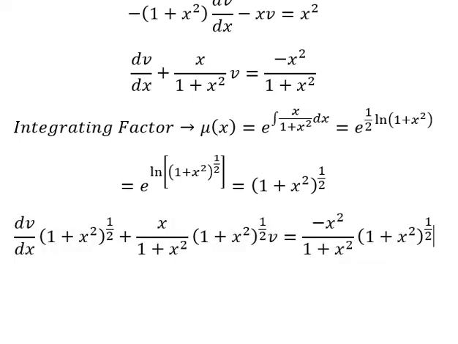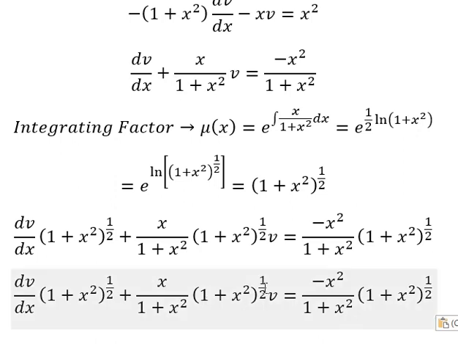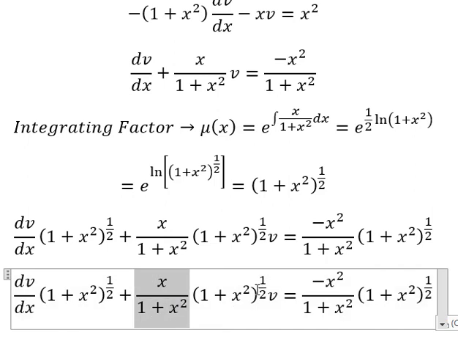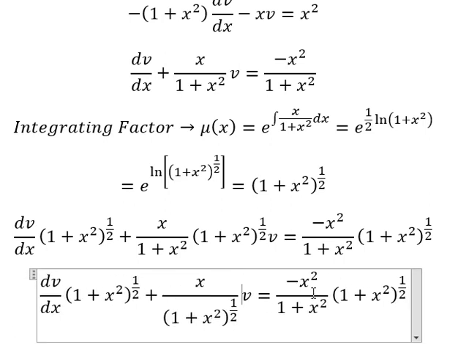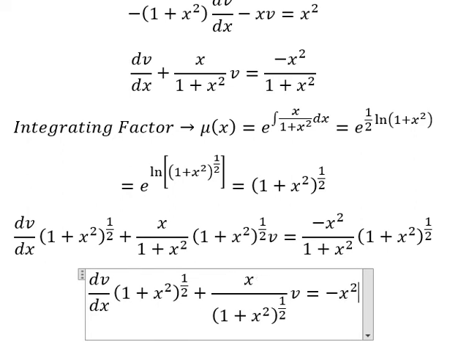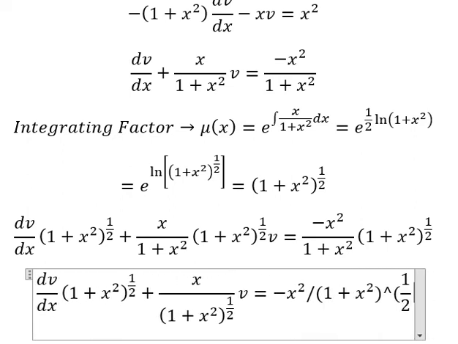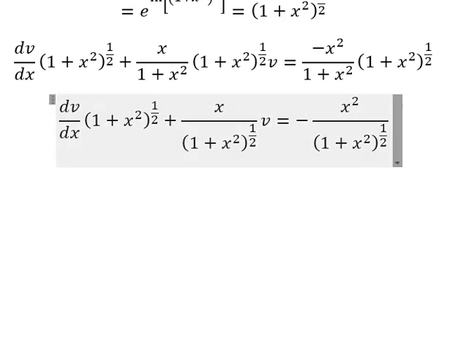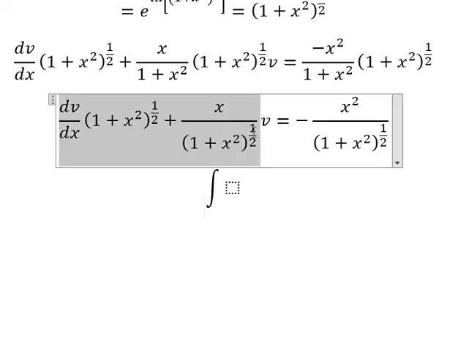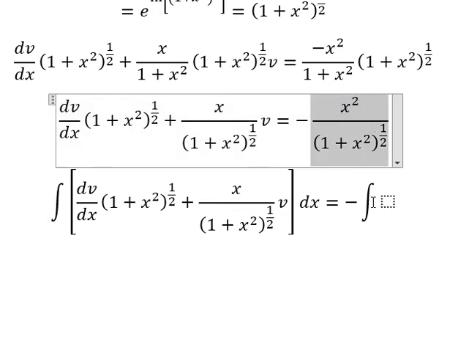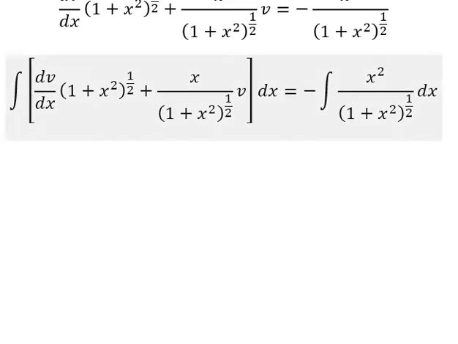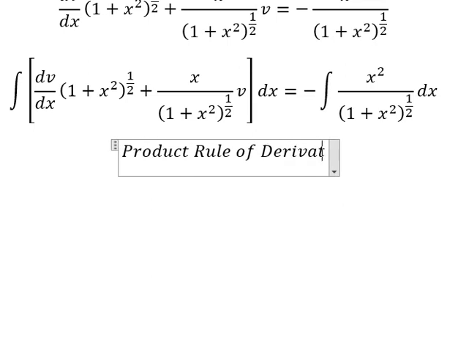So now we need to simplify 1 plus s squared to the power of 1 over 2 with this one in here, and we have like this. Similar for the second one. Next, we put the integration on both sides. Now we can apply the formula in here, that is the product rule of the derivative.